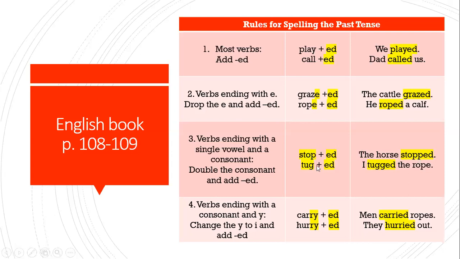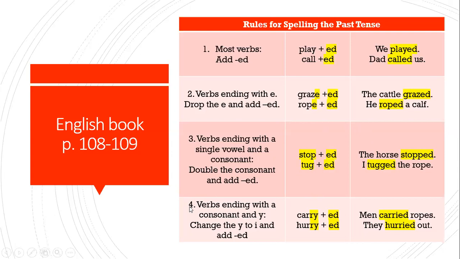Here it is. One syllable word, tug. It has a single vowel, A-E-I-O-U. Here you go, it has the U. And it ends with vowel consonant. When that happens, we double the consonant. Here it is. Okay, and then we add ed.